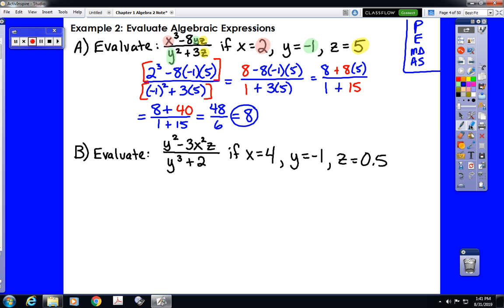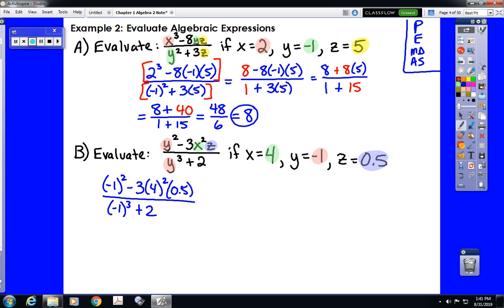Same thing for the next problem. This will be the last example on this video. We take the 4, it goes in for x. We take the negative 1, we put that in for y in both places. And we take the 0.5 and we put that in for the z. So our expression becomes negative 1 squared minus 3 times 4 squared times 0.5 all over negative 1 cubed plus 2.